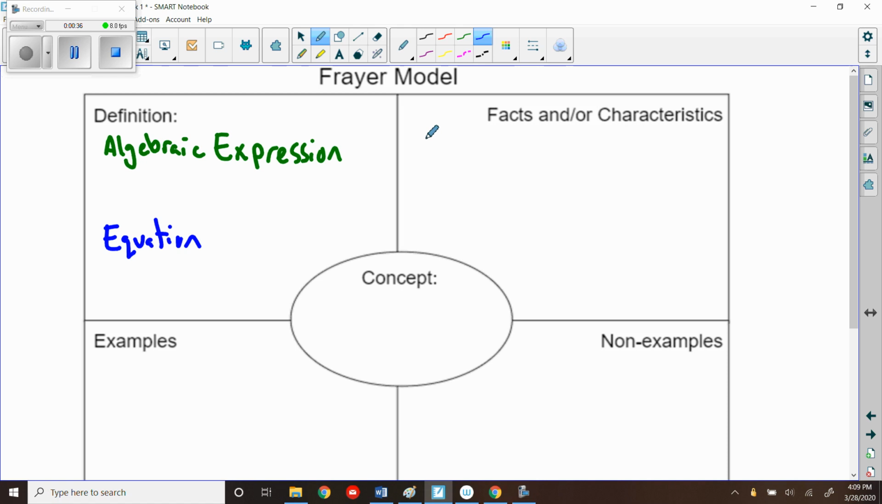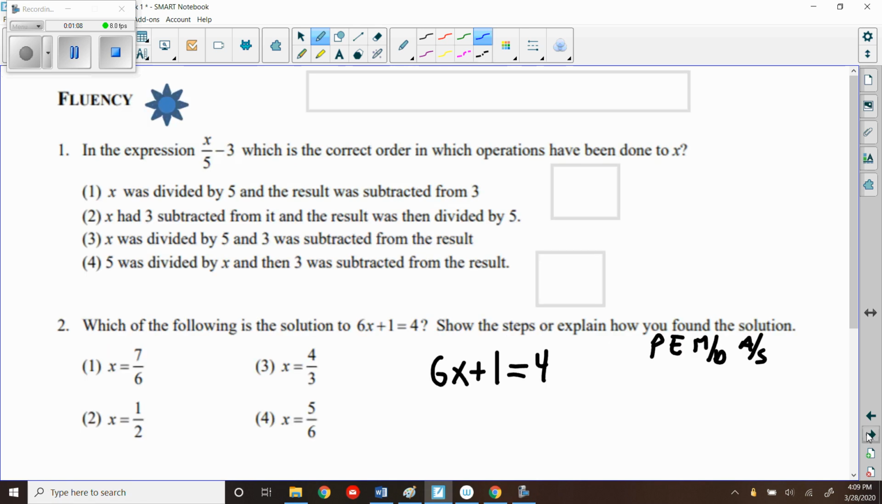Okay, so as you're drawing the Freyer model on your sheet of lined paper, or if you actually have a printout of this, we're going to be talking about algebraic expressions and equations today. Now you can Google these exact definitions. I'm going to leave that for you, but we will be talking about facts and characteristics, basic concepts. We'll be doing lots of examples today, and then perhaps you can come up with some non-examples on your own. I'm going to leave this part to you. I will give you all the other answers in detail as we proceed.